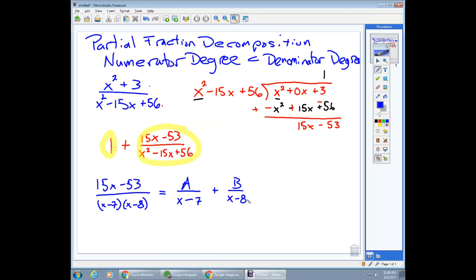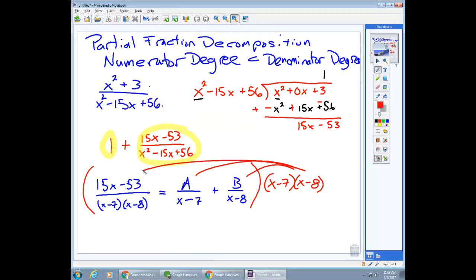So the next step is then to multiply both sides by the common denominator. And so all the denominators should cancel. So I'm multiplying everything by x minus 7 times x minus 8. And usually I skip writing that. I just kind of think it. So we have to distribute that to each term here. So on the left side, I'm left with only the numerator, 15x minus 53. The x minus 7 cancels, leaving a times x minus 8. And then x minus 8 cancels, leaving b times x minus 7.